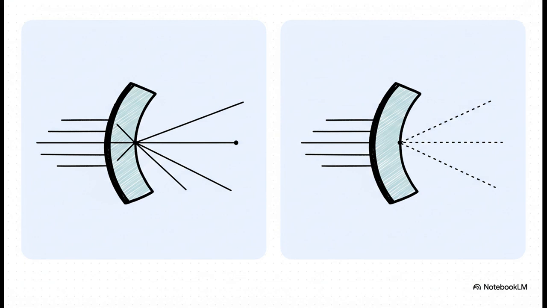We're basically dealing with two main types of curved mirrors. First, you've got concave mirrors, which curve inward. The easy way to remember that is they look like you're looking into a cave. And then you have convex mirrors, which bulge outward towards you. Each one messes with light in its own unique way.